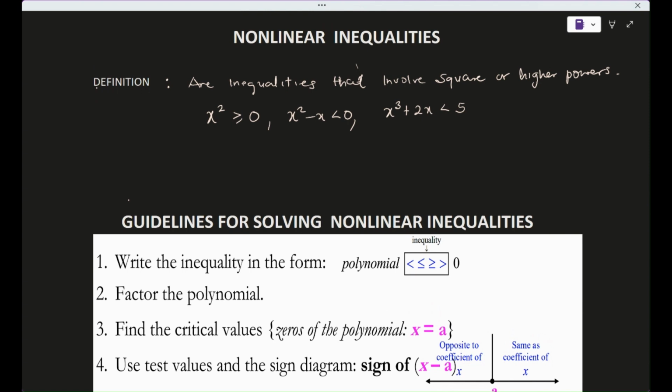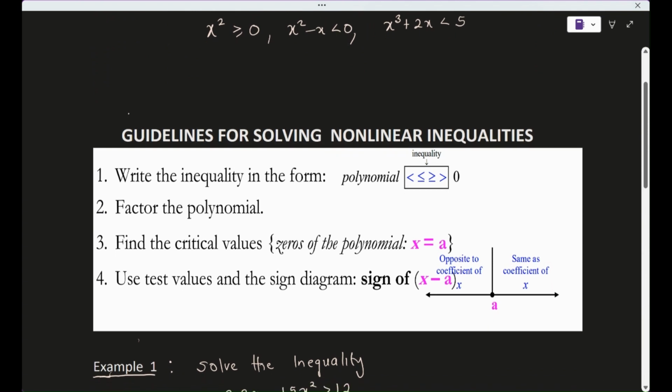So once the power of x is not 1, it is nonlinear. For example, if you have x plus 1 is greater than 0, we know this is a linear inequality because the highest power of x is just 1. So how do we solve nonlinear inequalities? There are guidelines we will use.